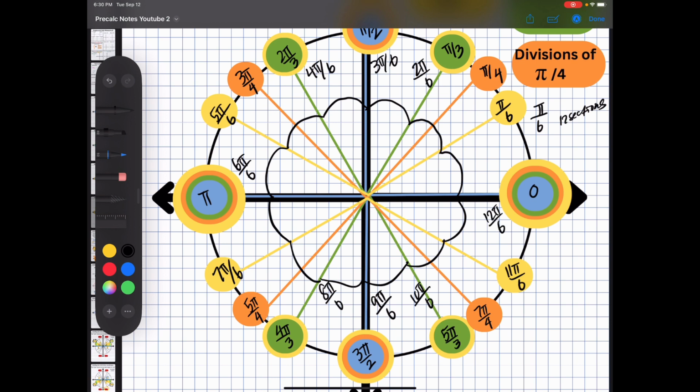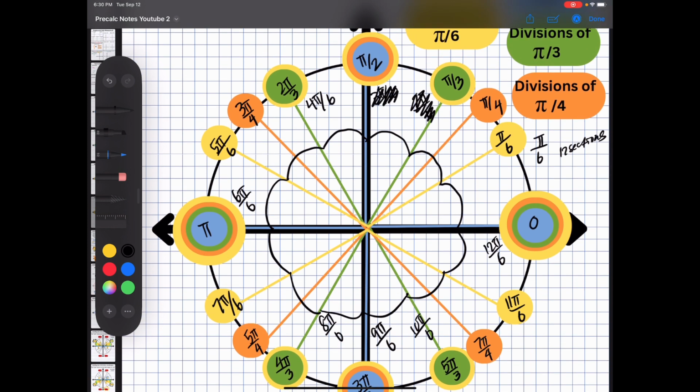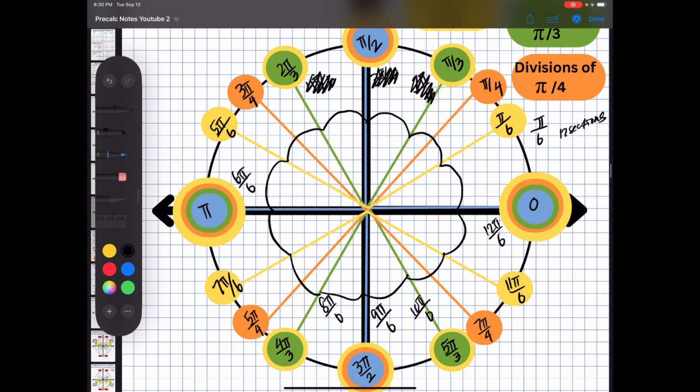So a lot of repetition and simplification needs to happen here, right? 2 pi over 6 simplifies to pi over 3, which we already have. 3 pi over 6 simplifies to pi over 2, which we already have. 4 pi over 6 simplifies to 2 pi over 3. 6 pi over 6, those 6s cross out and I get pi. 8 pi over 6 simplifies to 4 pi over 3. 9 pi over 6 simplifies to 3 pi over 2. 10 pi over 6 simplifies to 5 pi over 3. And lastly, 12 pi divided by 6 is 2 pi, which shares the same location as 0. And I can even put that in here.